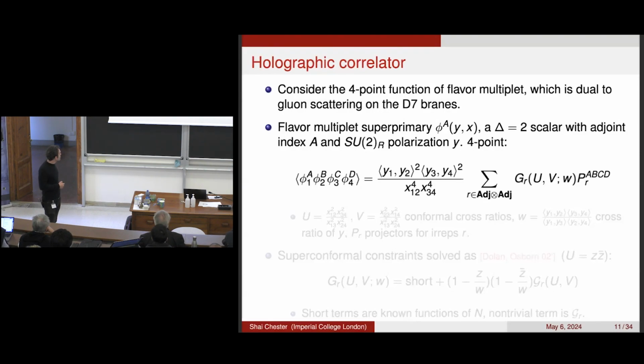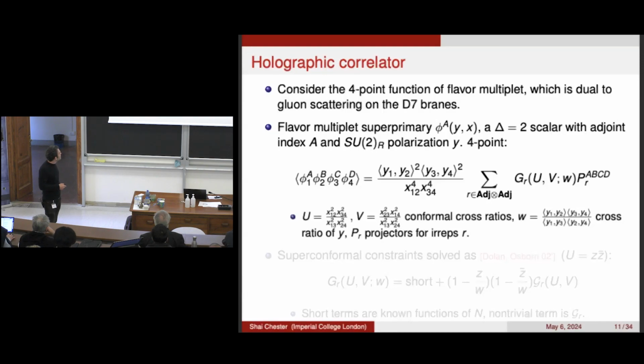If we consider a 4-point function, we can expand it in the representations that appear in the tensor product of two adjoints. Depending on the group, different representations will appear, and I will discuss them case by case. So the general idea is that you expand it in these representations, and then you can write the 4-point function as a function of these combinations of positions, which are called conformal cross ratios, and then it's also a function of this combination of these SU(2)_R polarizations.